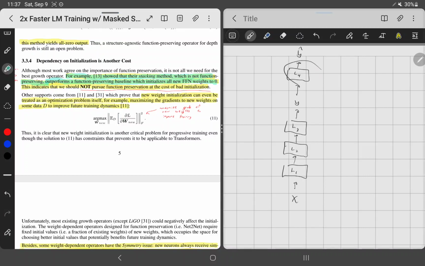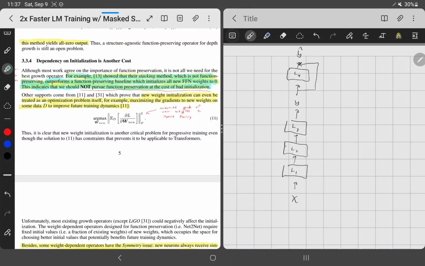So one idea: what if we initialize this to all zeros, and maybe add a residual connection here? But this initialization would be bad since it's all zeros. You can do some tricks to make sure the gradient will update those zeros, but since they're all zeros, you have a really bad initialization. It's not random. There was a paper that showed that if you just add this layer, even though it's not function preserving, it does better than a terrible initialization of this new layer. So they conclude that we should not pursue function preserving at the cost of bad initialization.